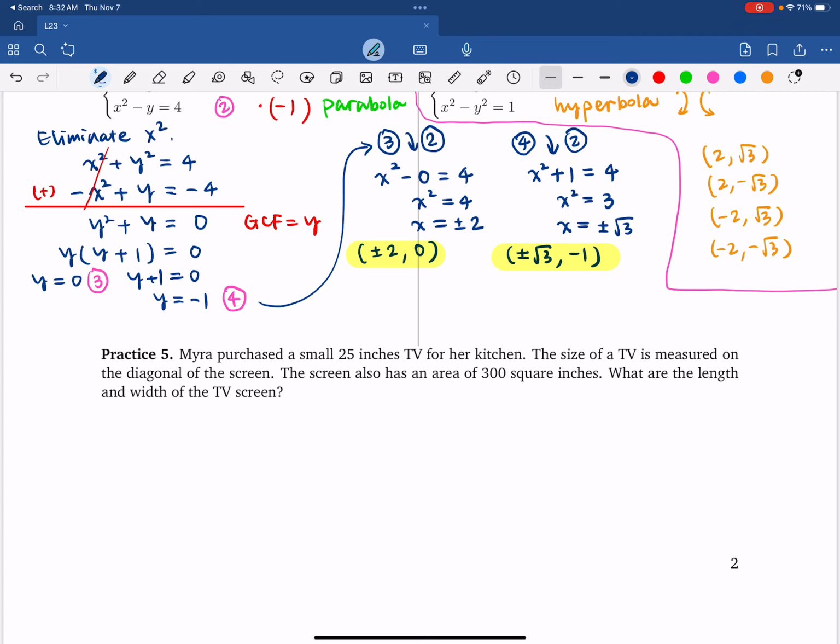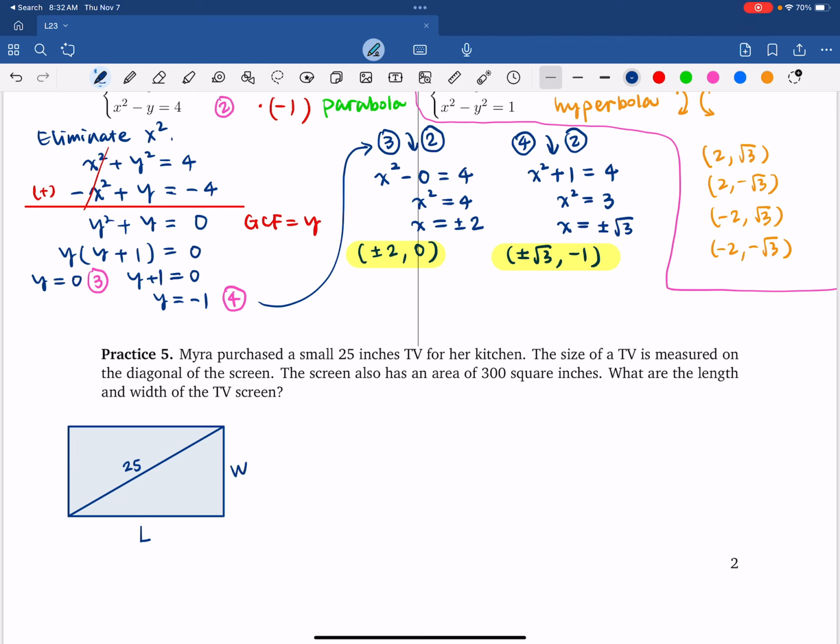It's about a TV screen, so let's actually graph a TV screen, right? Most of the TV screens are like this. It's 25 inches, and you should know that that 25 is talking about the diagonal. So let's label our diagonal with 25. The area is 300 square inches. And then we also have our length and our width.